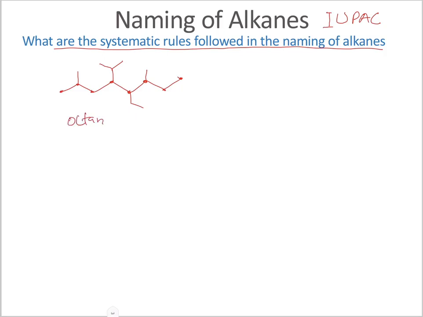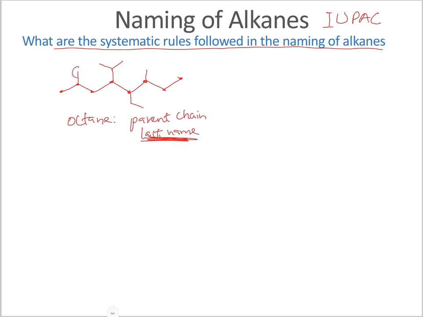so that's going to be octane. Now we are going to call that the parent chain. And the parent chain is going to have the last name. So it's going to be the last name of the compound. Then the other ones are going to be branches or substituents. So the substituents, we are going to give them specific names.